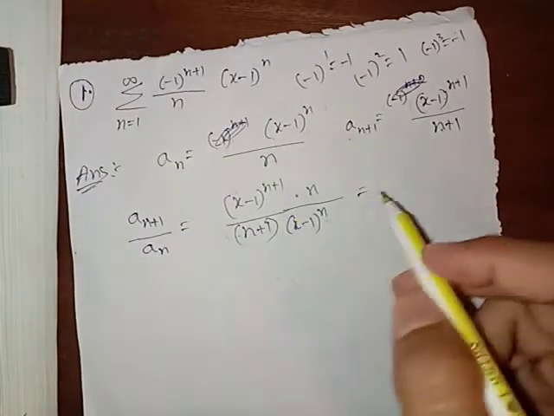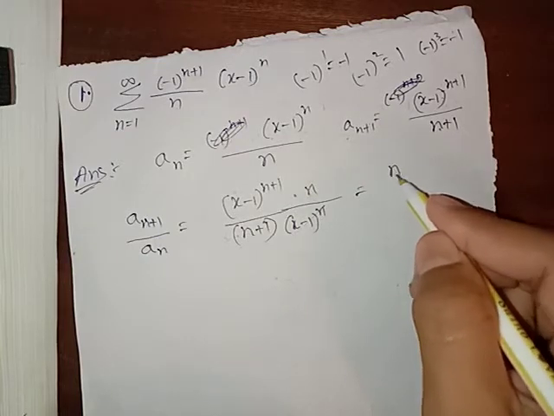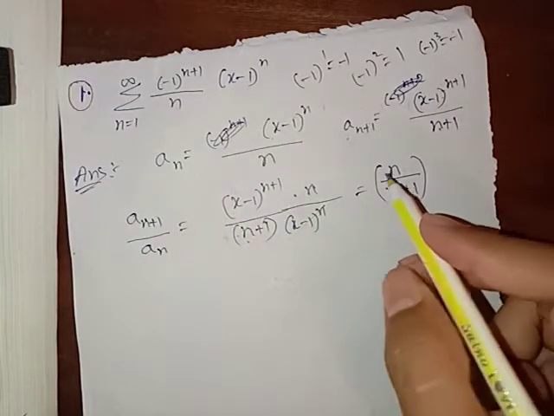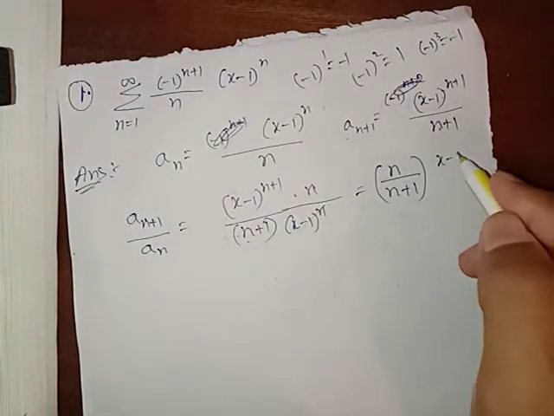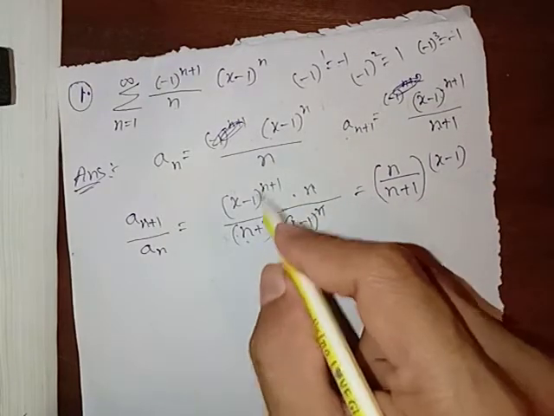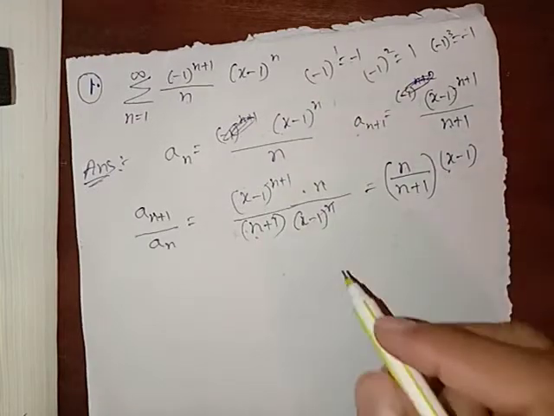Now we get this and this cancels out, we get n divided by n plus 1, and (x minus 1) raised to 1. Here, dividing this and this, we get x minus 1.